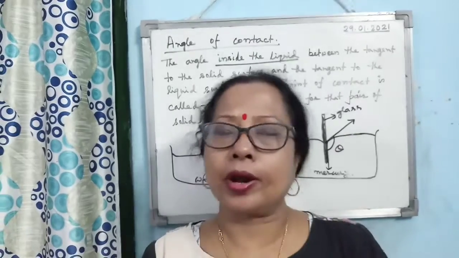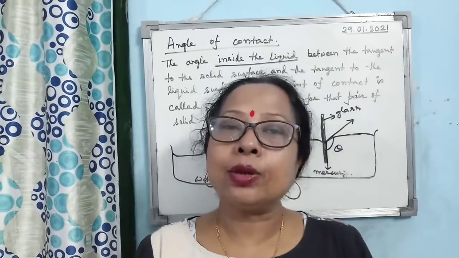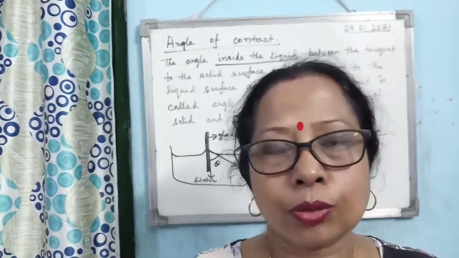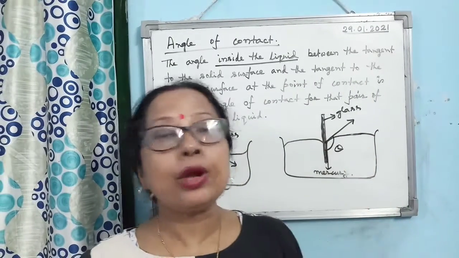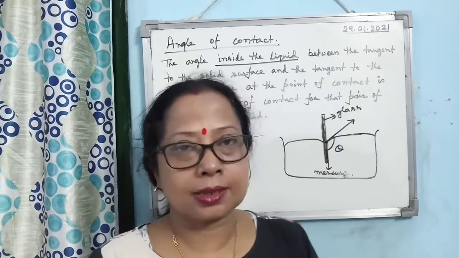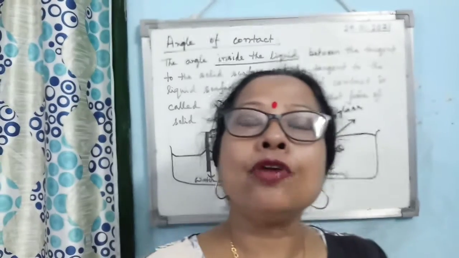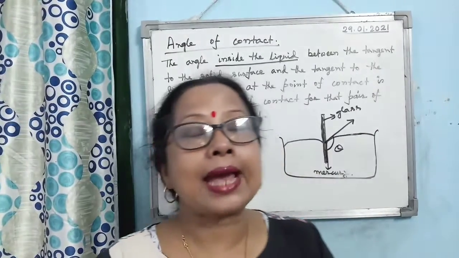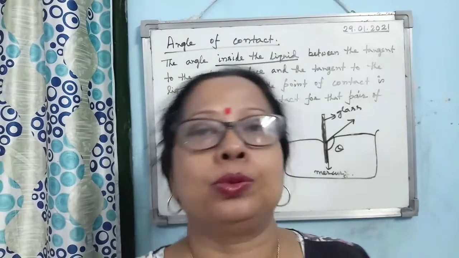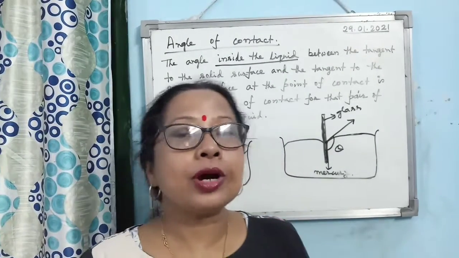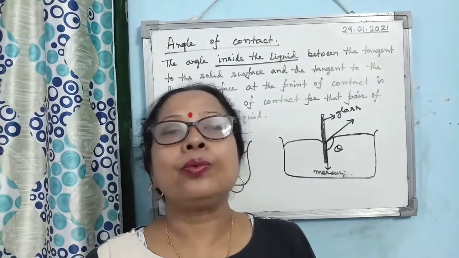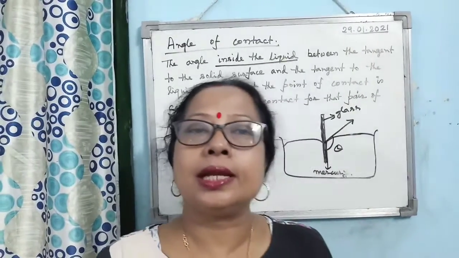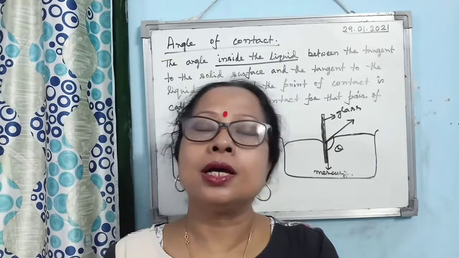Alright. Next point: when the liquid cannot wet the solid. Just consider this example: mercury cannot wet glass. In that case, the angle of contact between the liquid and the solid is obtuse. So in the opposite way, what can you say? When the angle of contact between a liquid and solid is obtuse, the liquid cannot wet the solid.